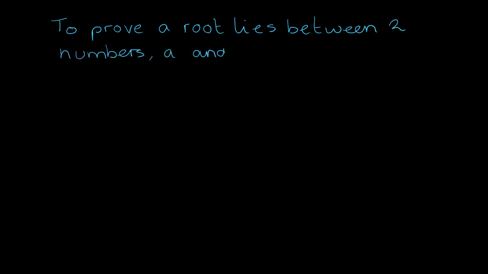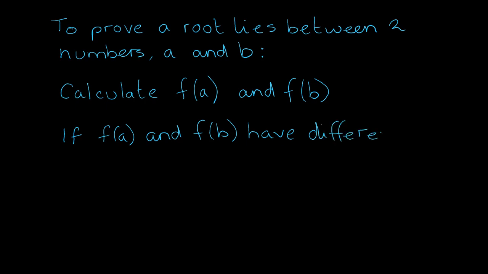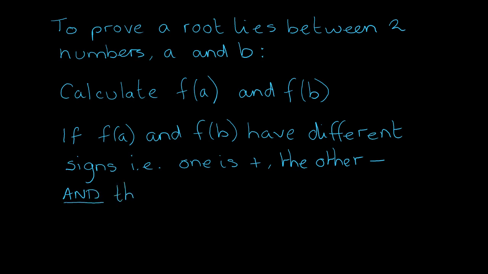To prove a root lies between two numbers a and b, calculate the function substituting in a and the function substituting in b. If f of a and f of b are different signs, i.e. one's positive and one's negative, and the function is continuous, then there is a root.